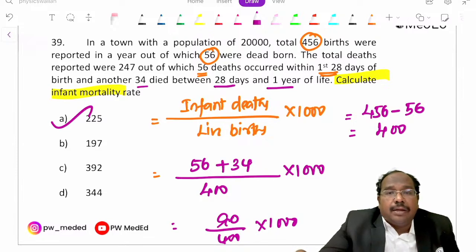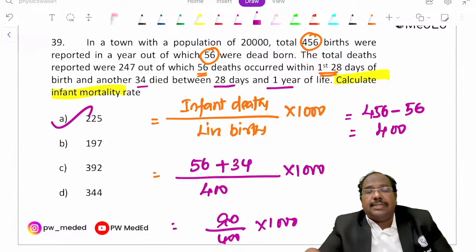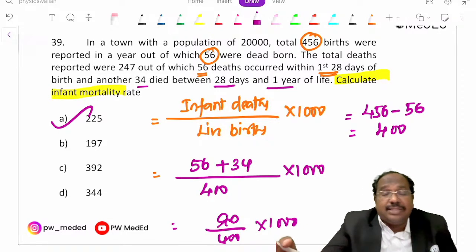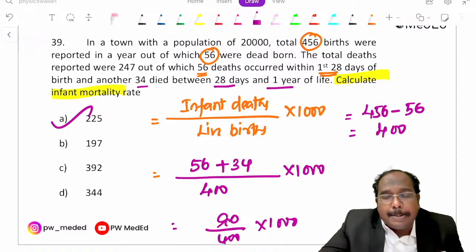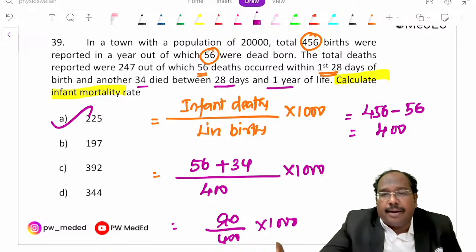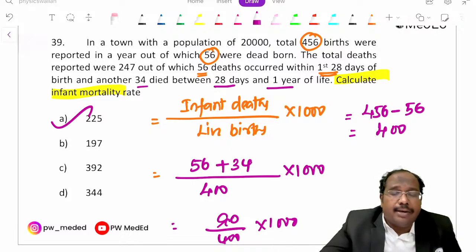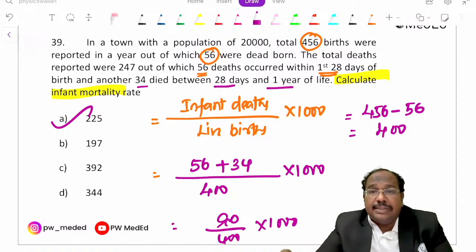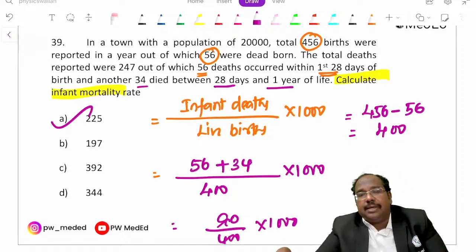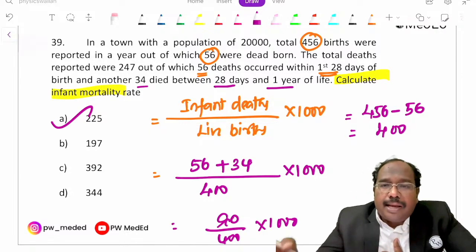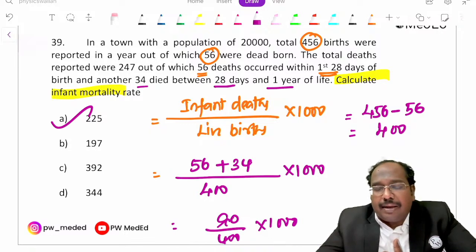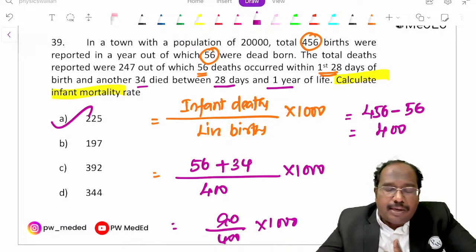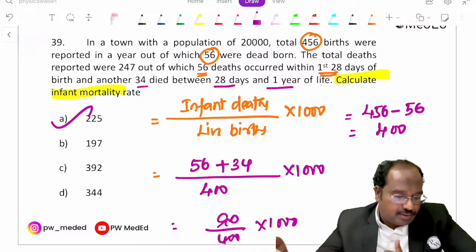So am I clear? So this is what it is. So this is infant age. Remember it. For infant mortality, neonatal mortality rate, for everything, the denominator is live births, guys. Usually MMR we multiply with 1 lakh. For all other indicators, infant mortality rate, perinatal, neonatal, under 5, everything we multiply with 1000.